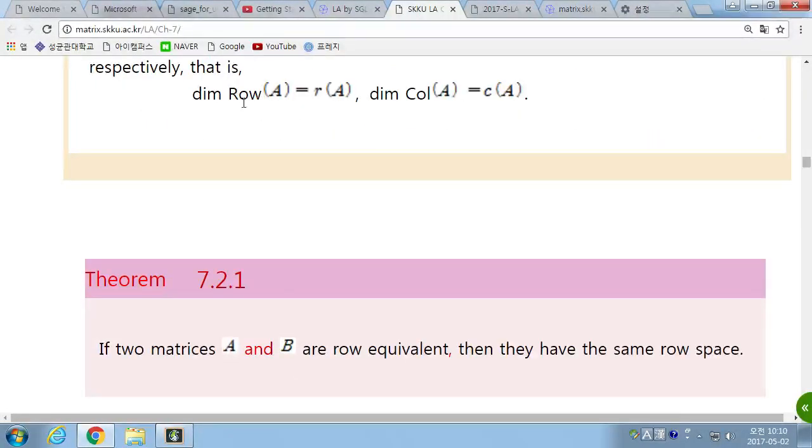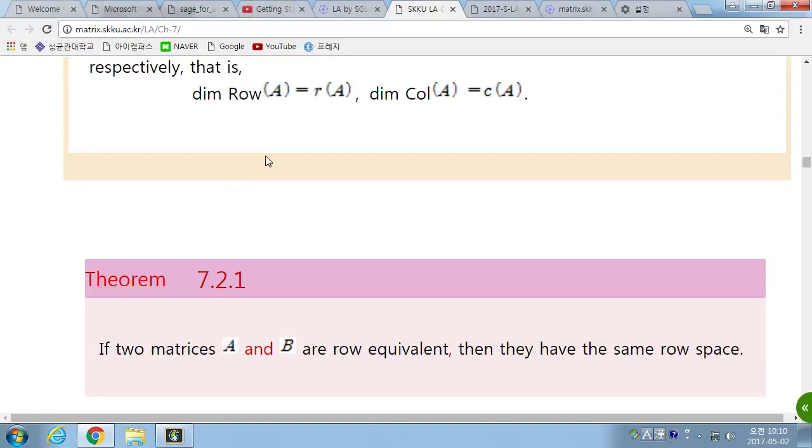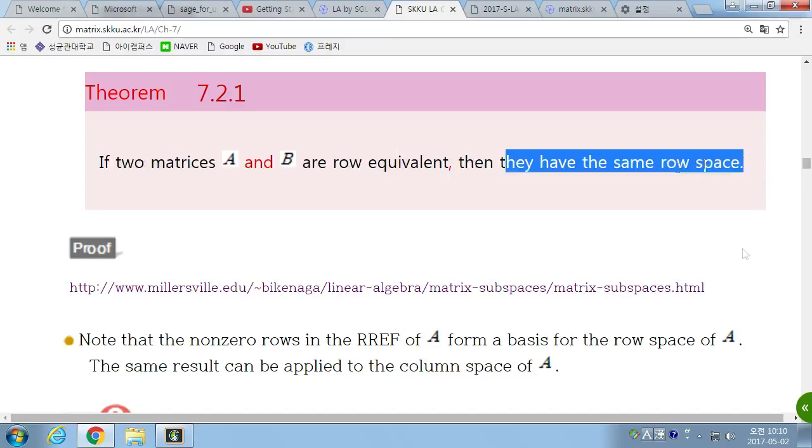We define the column space and row space and dimension of it, and also we define the rank, row rank and column rank. Important thing is the row ranks and column ranks are all same. Next one is if two matrices are row equivalent, they have the same row space.